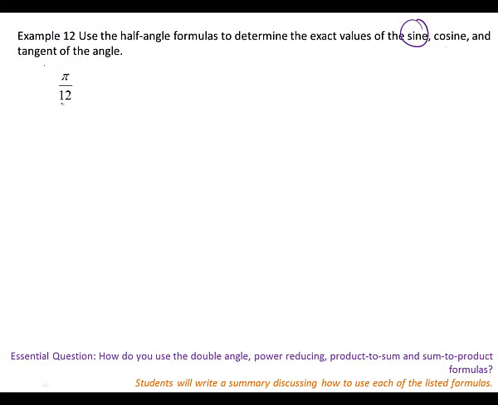Since this is a half angle, think about this. I have to turn the sine of pi over 12 into the sine of 1/2 times something. So what would I get if I divided a 2 out of there? 6. So it would be 1/2 of pi over 6 is what I'm really looking at.